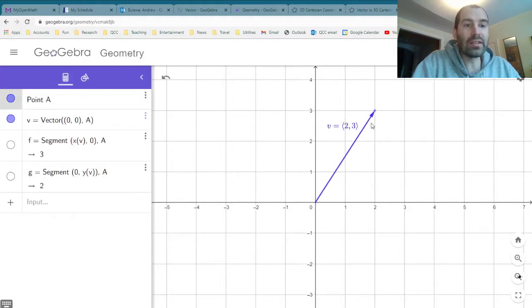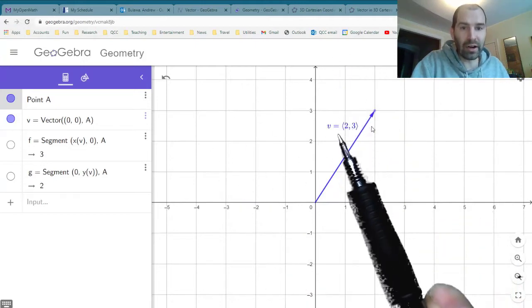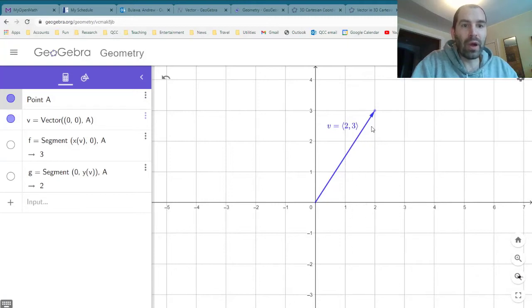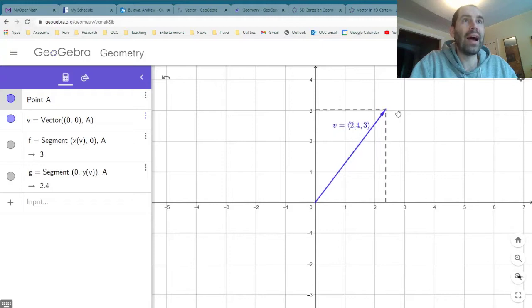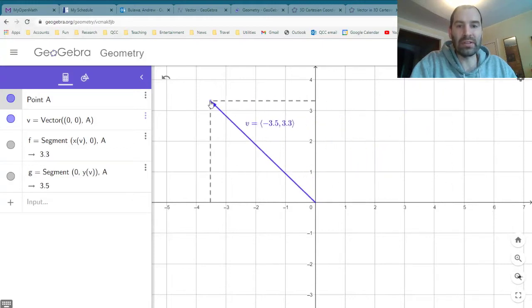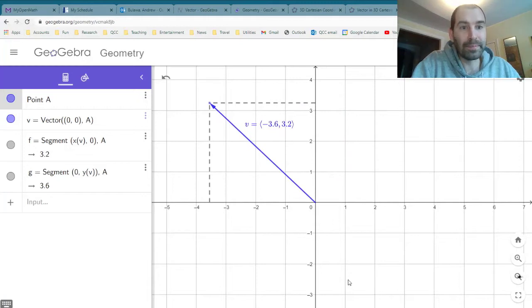The way we specify the components of these vectors, in this case the components are 2 and 3, is that if we put the vector in standard position, all we have to do is extend a line downwards until we hit the x-axis, and that's our x component, the 2, and extend a line horizontally until we hit the y-axis, and that gives us our y component, which in this case is 3. So that's how we can determine the components of a vector.